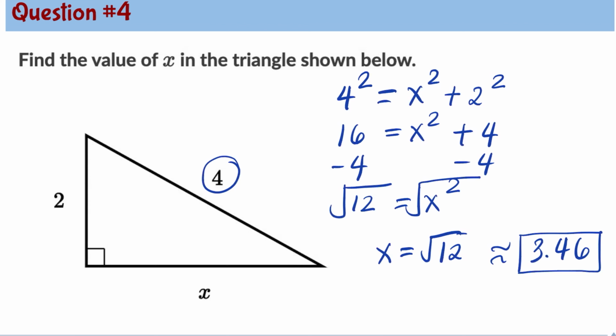Now, to change this into simplest radical form, what are the two factors of 12, one of them being the largest perfect square? We cannot use 6 and 2 because both are not perfect squares. But we can use 4 times 3 because 4 is a perfect square. What is the square root of 4? 2, right? So the answer is 2 square root of 3.